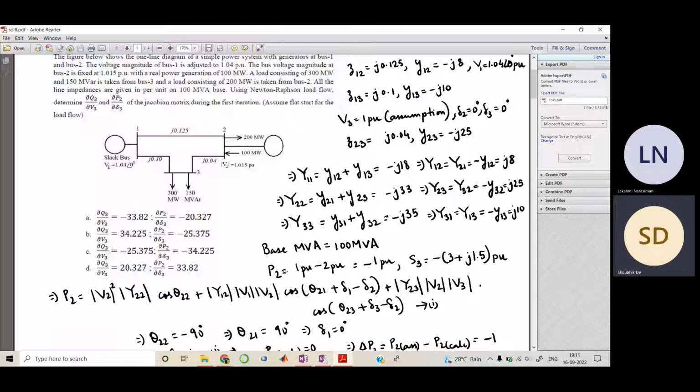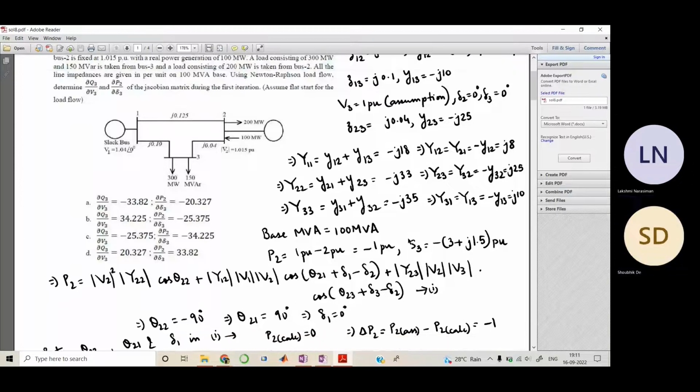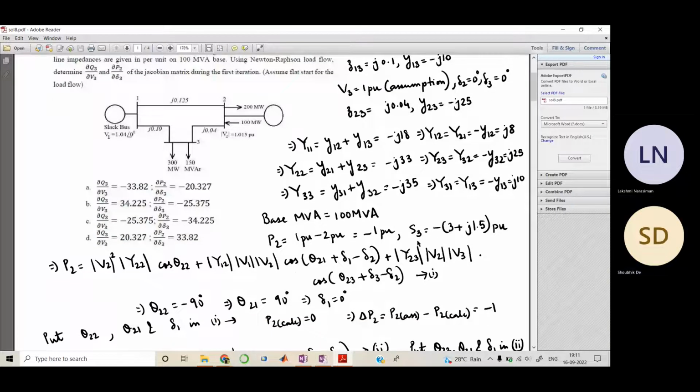Now, the base MVA is 100 MVA, and so the power at bus 2 in per unit would be what? Generation minus consumption. So 100 minus 200, divided by 100, is minus 1 per unit. And S3: there is no generation, so it would be 0 minus 300 plus J150, divided by 100, we get this. Now these are the assumed values.